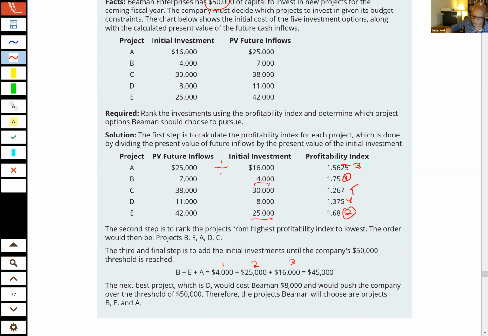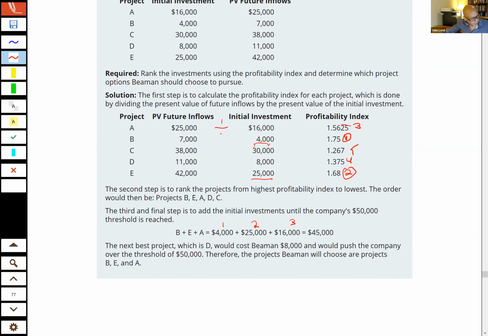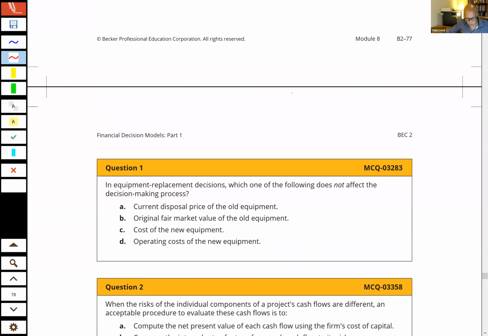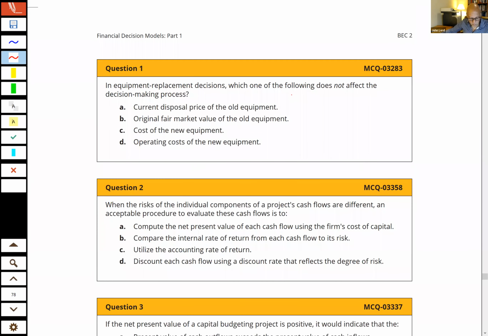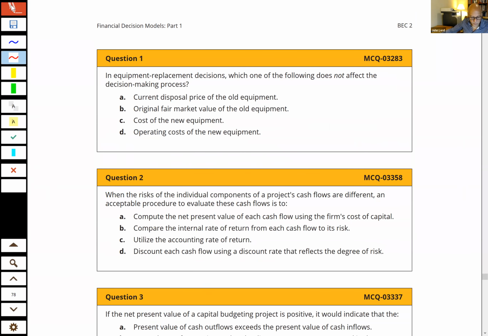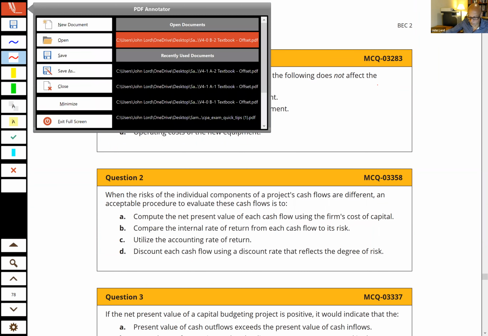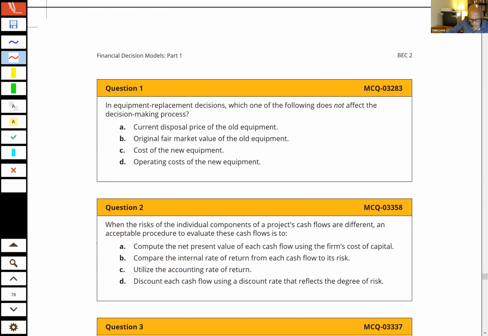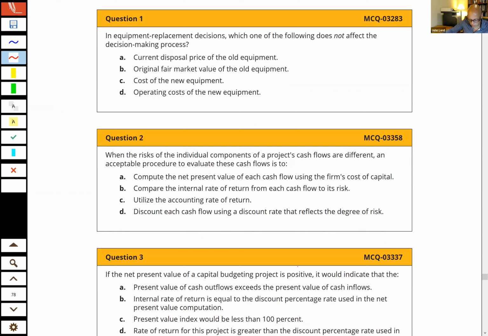Okay, so that's a good discussion on net present value. Let's go ahead and take a look at some questions that contemplate net present value. My mouse is playing little games with me, so hang on, I'll get the poll up.